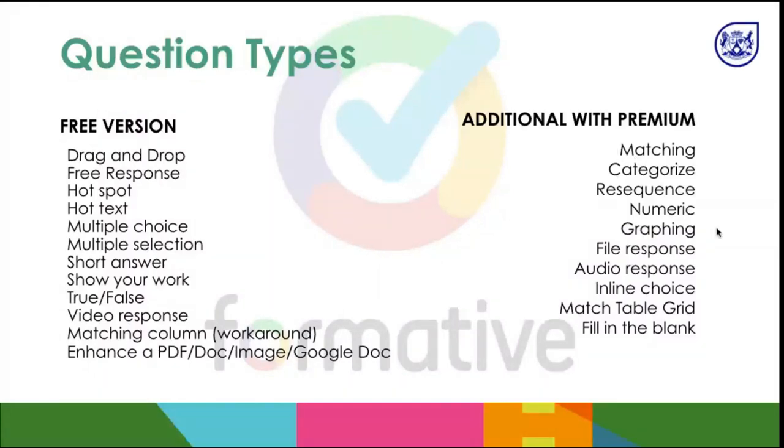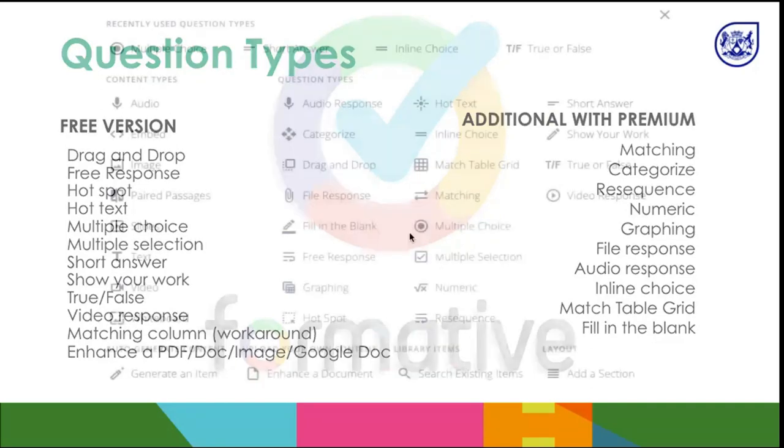All right. Okay. So additional with premium, matching column question type, categorize, resequence things. So things need to be done in a particular step. Let's say you teach hospitality and a particular sequence has to be followed for baking a cake. All right. Step one, step two, step three, step four. So you can get the learners to resequence things. There's numeric, there's graphing, file response, audio response, inline choice, match table grid, and fill in the blank. All right. So as you can see, there are lots of different question types that you can have.